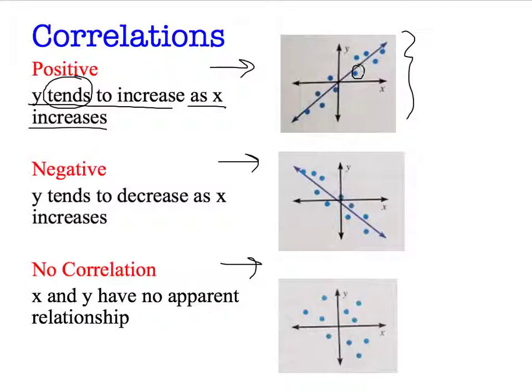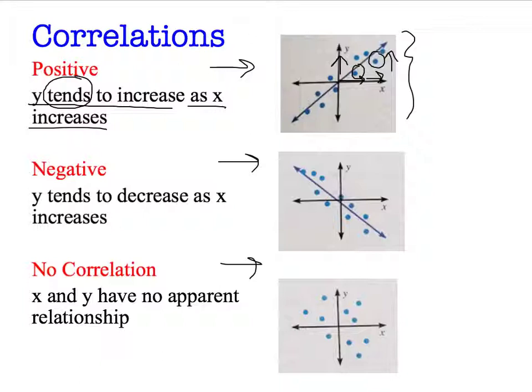So this point here, as x is increasing along the x-axis, we're going to say y is increasing too. So we go from this point that's circled now to this point here. So we're continuing on the increasing, the positive end of x, and we're also going up in the y direction, which is increasing in y. So we know that y tends to increase as x increases.